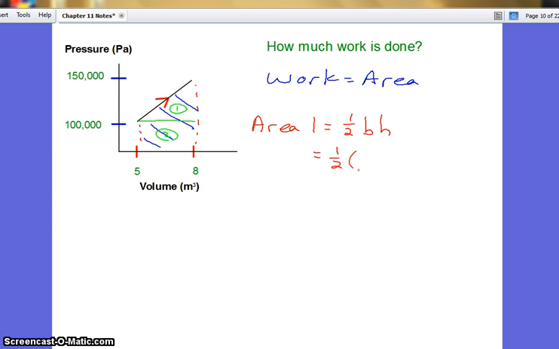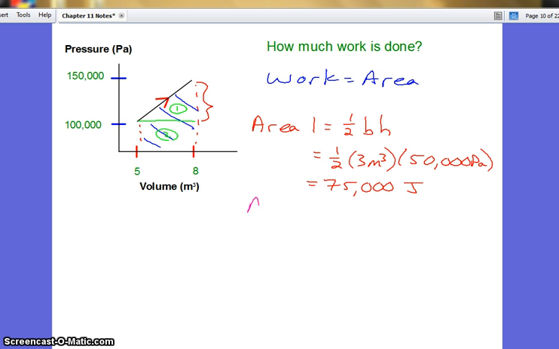So our base is going to be from 5 to 8, which is 3 cubic meters. And the height we see is from 100,000 to 150,000. So the height is actually 50,000 pascals. Now our units are in the correct value, so we're in cubic meters for the volume and pascals for the pressure. So we get 75,000, and our units would be joules for the area.